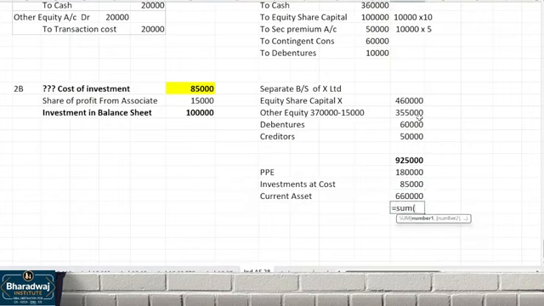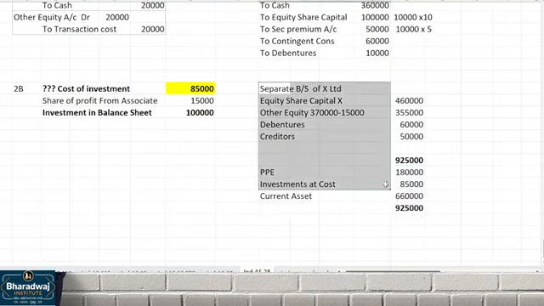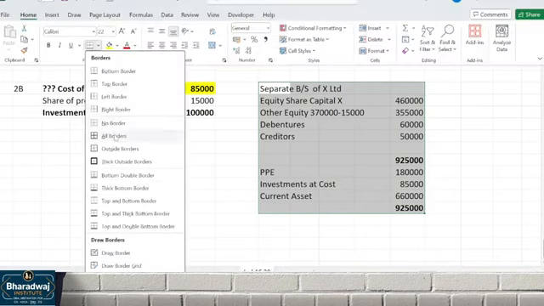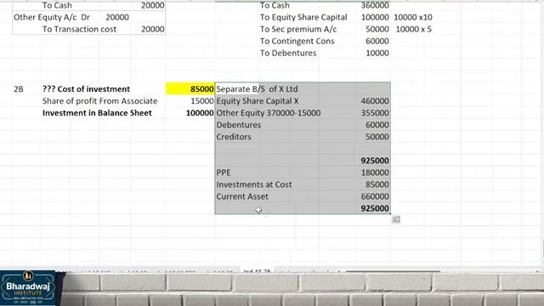So what is the total? 9,25,000. This is a separate balance sheet without including the associate. How much? 9,25,000. This answer will be there.